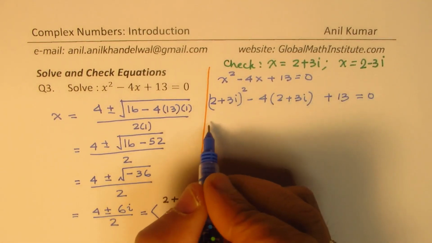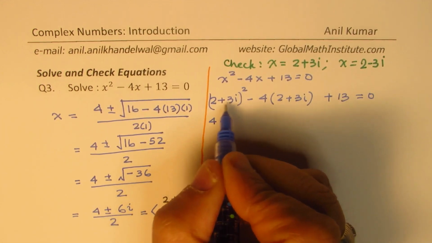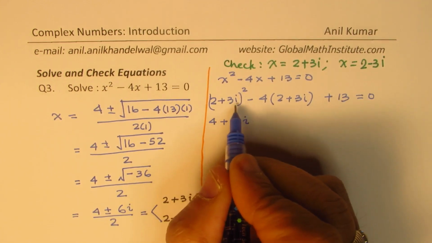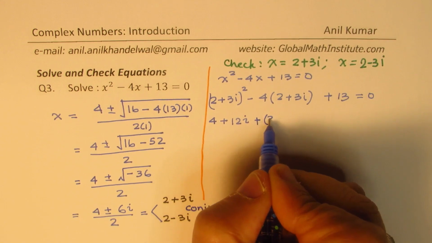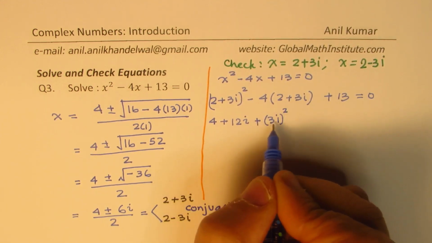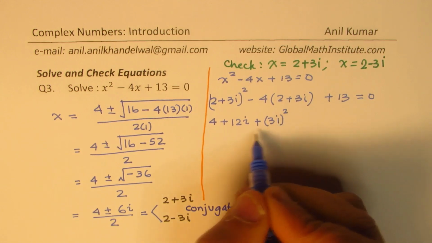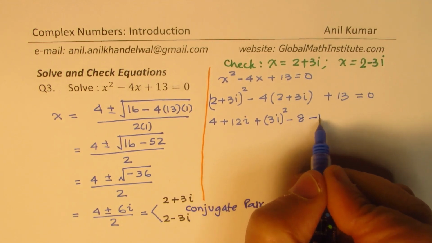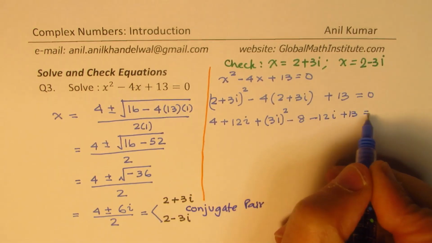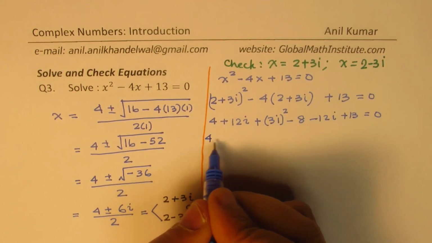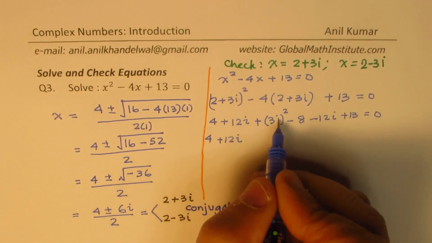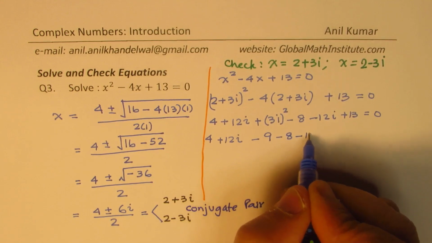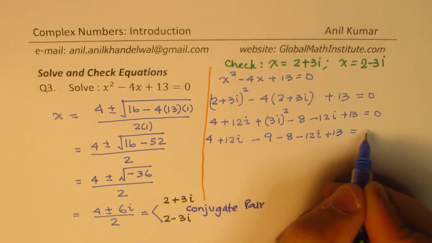So when you expand, you get a squared, which is 4, plus 2ab, which is 4 times 3, that is 12i, plus b squared, which is (3i) squared. I'm purposely taking an extra step here to show you that i squared is negative 1, so that will change. Now we multiply with 4, distributive property, we get minus 8 and minus 12i plus 13 equals 0. Here we get 4 plus 12i, i squared is negative 1, and so we get negative 9 here, and we have negative 8, negative 12i plus 13 equals 0.